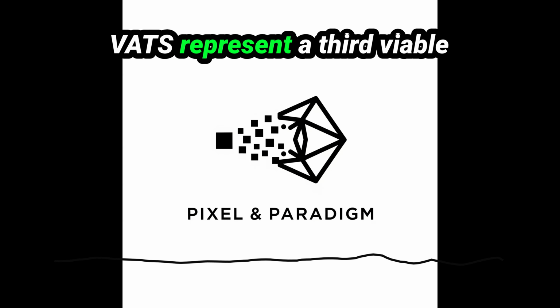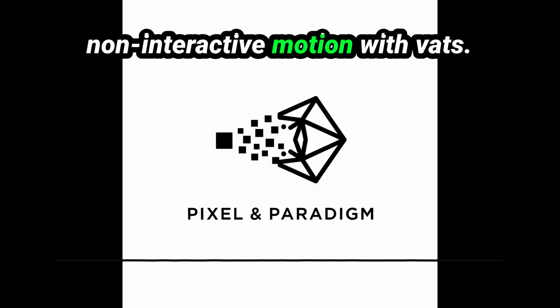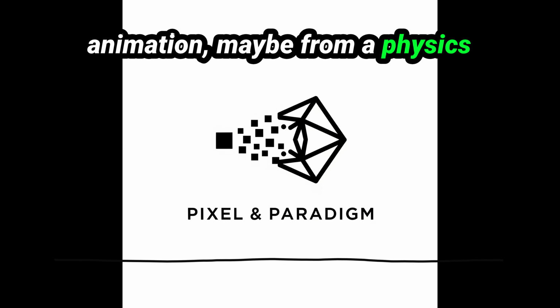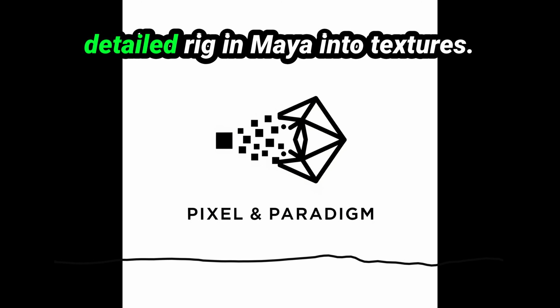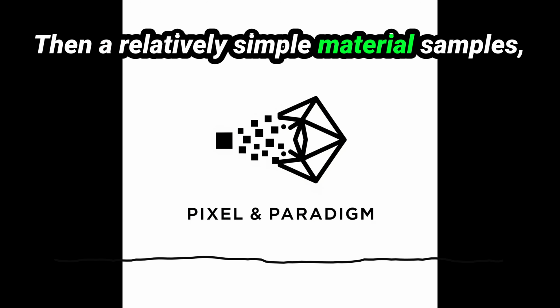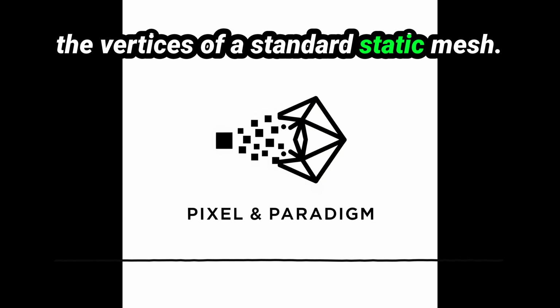Right, VATs represent a third viable path, particularly for ambient, non-interactive motion. With VATs, you essentially pre-bake complex animation, maybe from a physics simulation in Houdini or a detailed rig in Maya, into textures. These textures store things like vertex positions and maybe normals over time. Then, a relatively simple material samples these textures frame by frame to displace the vertices of a standard static mesh.